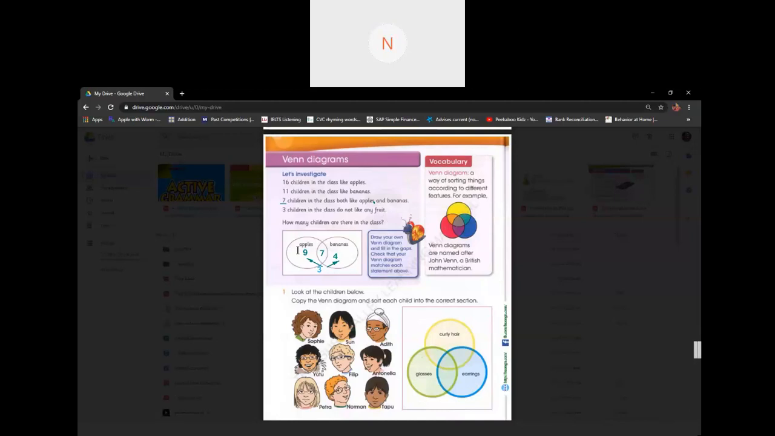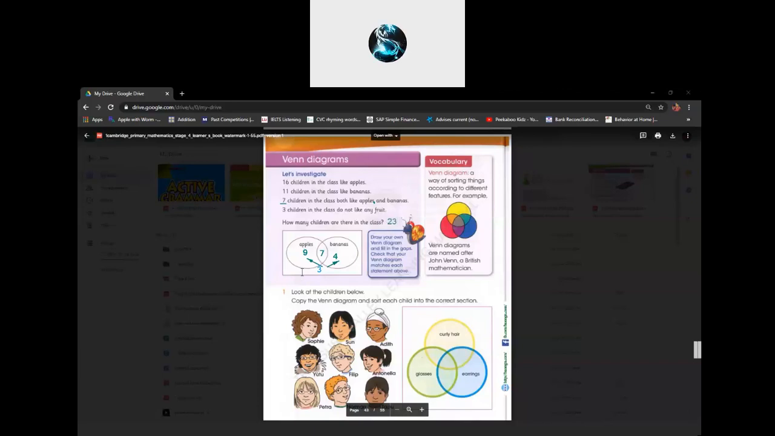7 people liked both, and those 7 people were not included in the 16 and 11 children. And then 3 did not like any fruit. So if you add them up, then you might get a correct answer. Okay, so we're just gonna move on to the next question. So you're supposed to add 9 and 7 and then 4 and then 3, and you get 22.